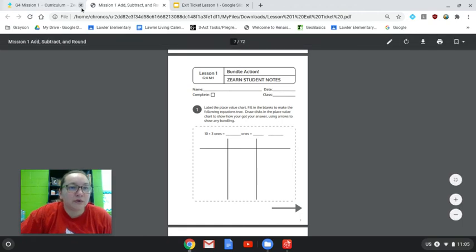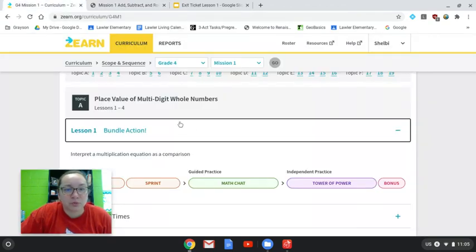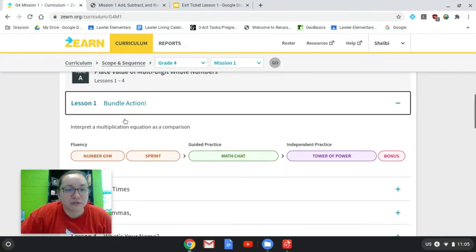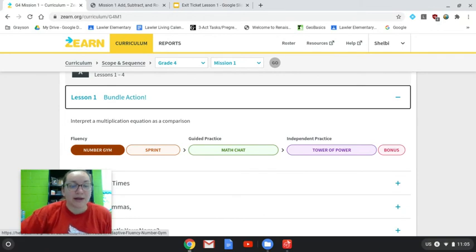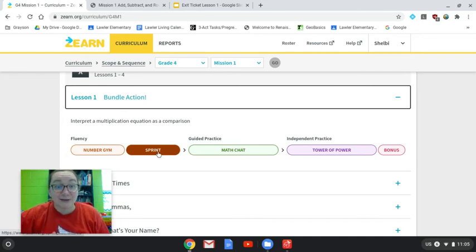Okay. So the thing that you're going to do for mission 1, lesson 1, it's called bundle action. What's really cool as a teacher, I can click on this and see what you guys are doing. So I can click on Number Gym and see what you guys are doing in Number Gym. I can click on the sprint, and I even did the sprint earlier. What's cool about a sprint is the first time you do it, you get a score, and then you try to beat that score the second time. That's why it's called a sprint. It's kind of a competition between yourself.